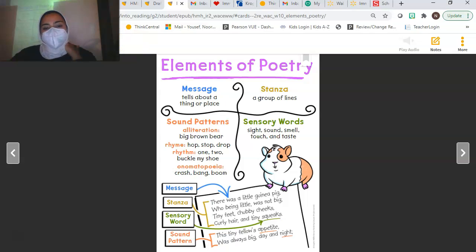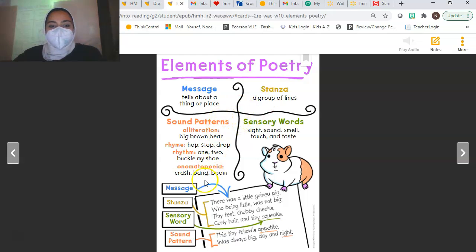So let's talk about elements of poetry real fast. Remember, poetry, it's a message. They have stanzas. What's a stanza? It's a group of lines. So a poem is different than a story. You're not writing sentences. You're writing stanzas. That's a group of lines. It's like a small paragraph, but for poems.